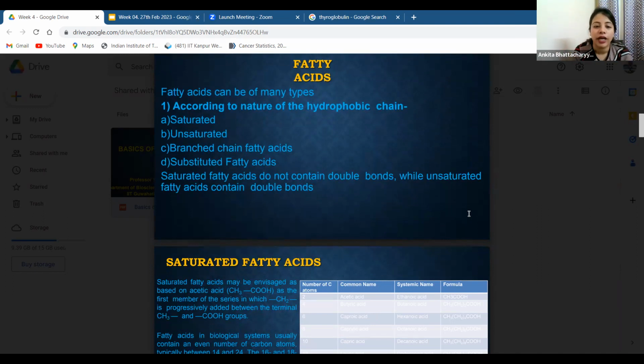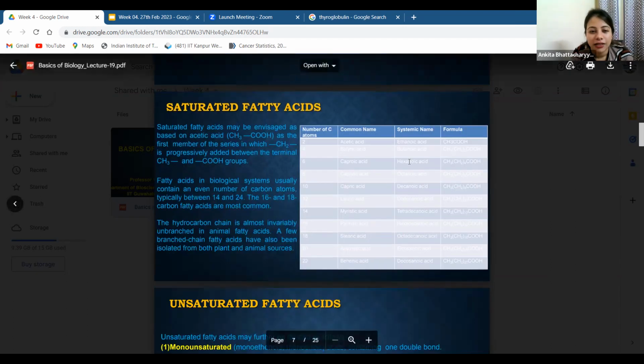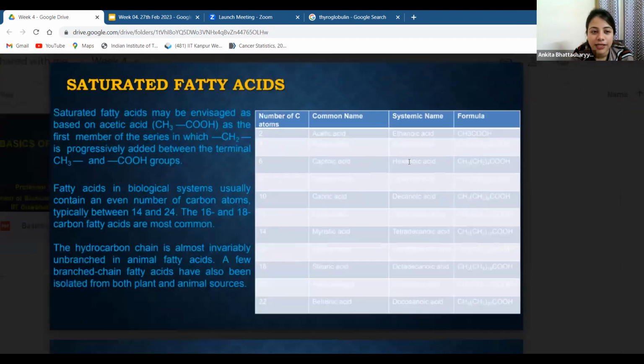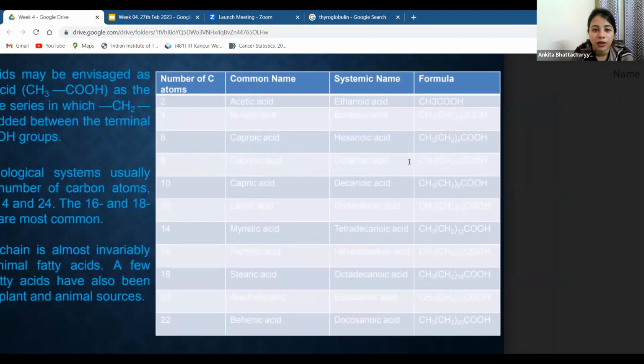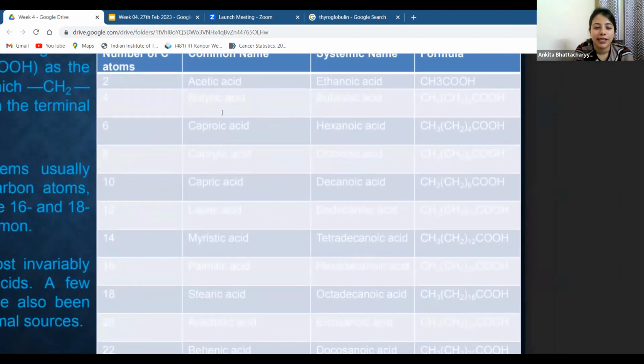You can have it in that way, or you can have fatty acids with some sort of substitution present within them. So saturated ones do not have them, which is something we've already discussed. And here it's very light, but you can see some examples of saturated fatty acids. I hope it's visible, like acetic acid, butyric acid, caproic acid, caprylic, capric, lauric, myristic.